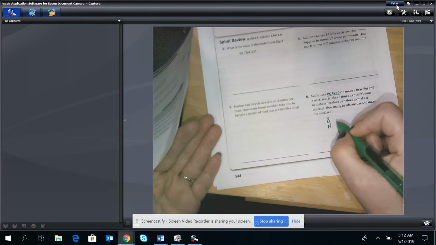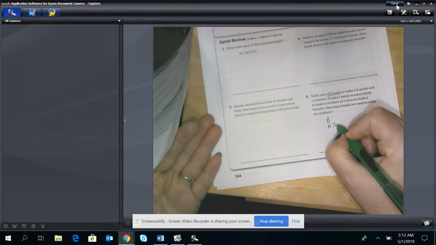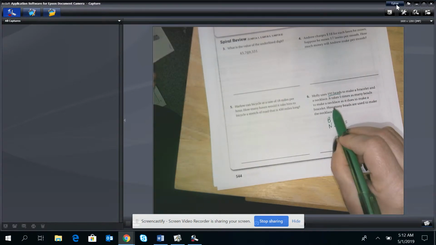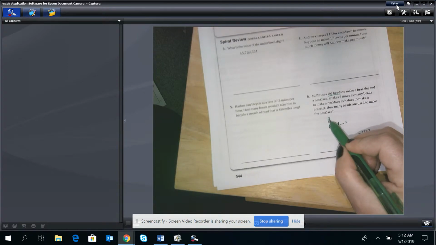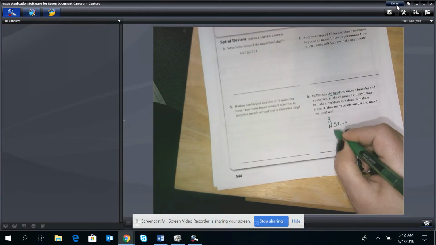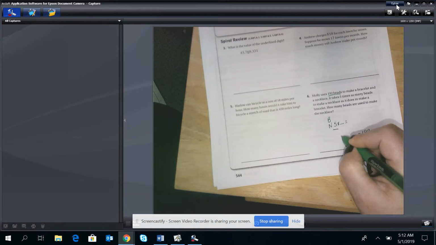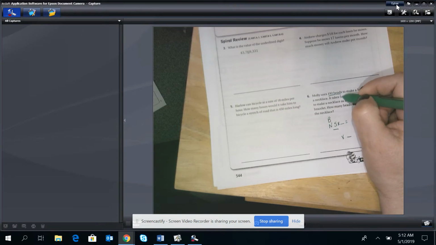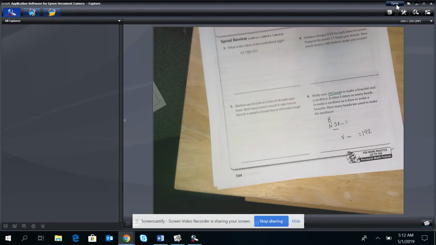But what do I know? It takes 5 times more beads for the necklace than it does for the bracelet. So I hope that helps you get a good start on what you should be doing here. That's a common mistake, but a lot of kids are multiplying 5 times 192, and you can't do that because you only have 192 beads.